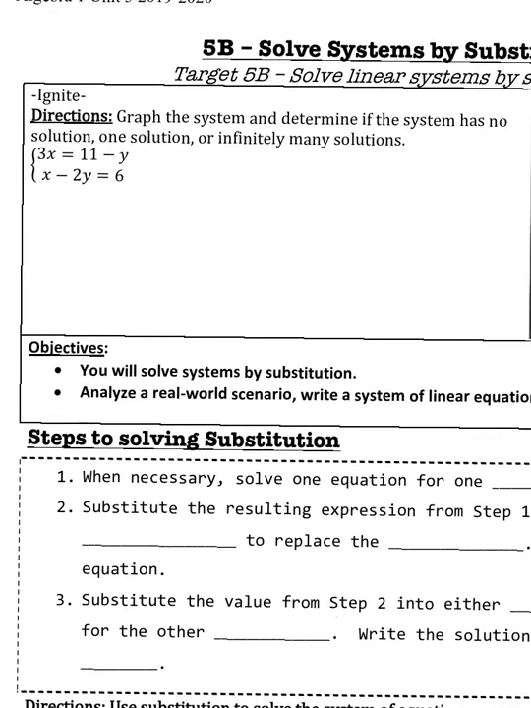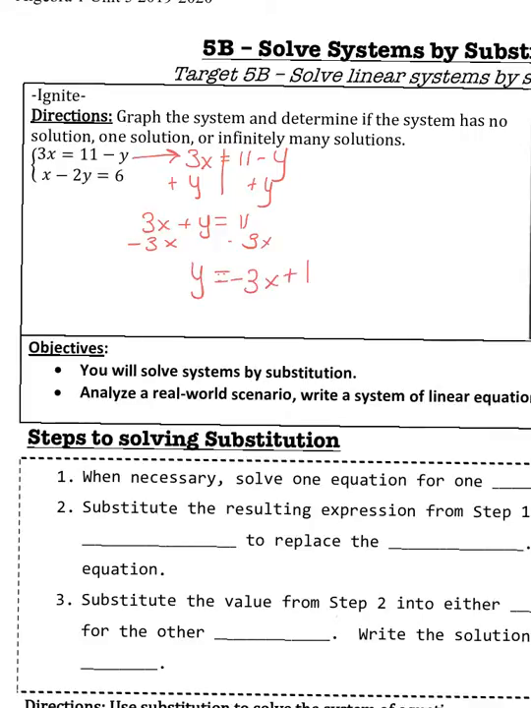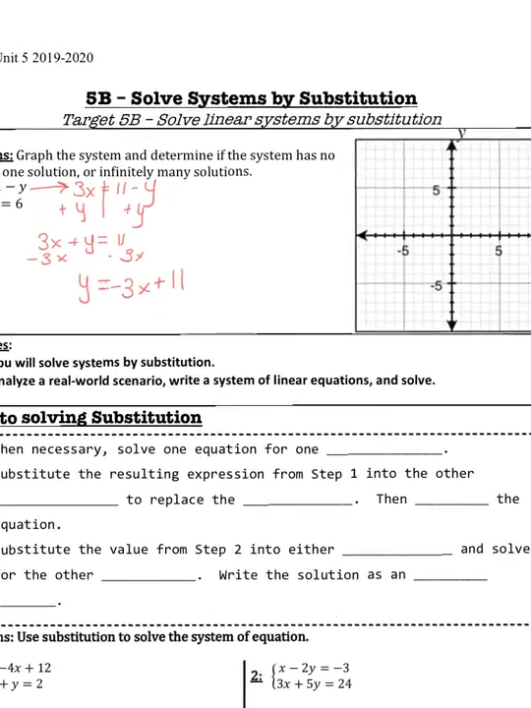So the first thing I need to do is solve these equations for y, meaning I want to get y by itself, so it's in slope-intercept form. So I'm just going to rewrite this one over here. Now, I've got my x on the left and my y on the right. So what I would personally do is add the y over, and then subtract 3x. And so I get y equals negative 3x plus 11.